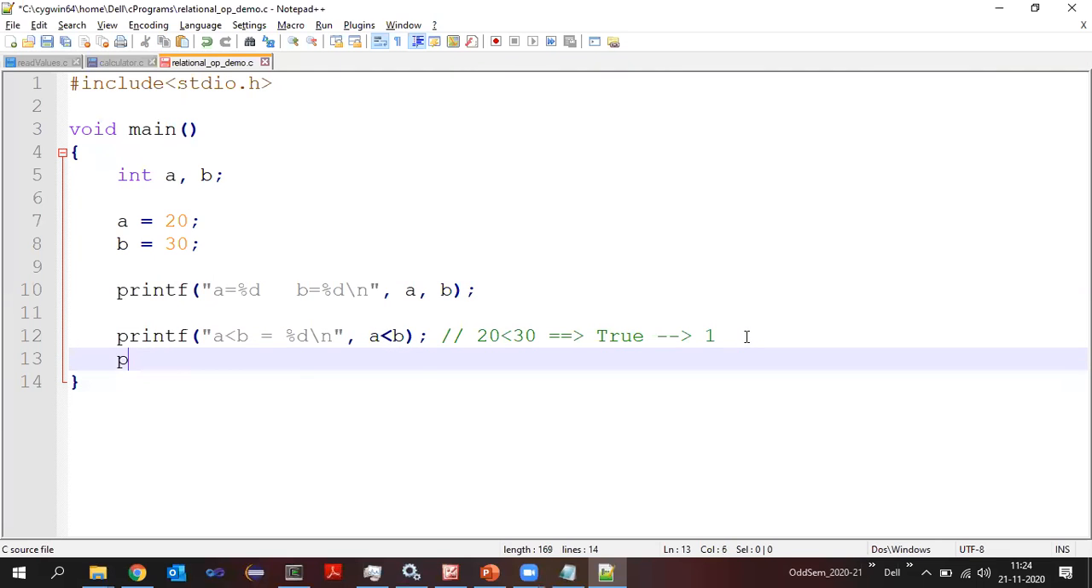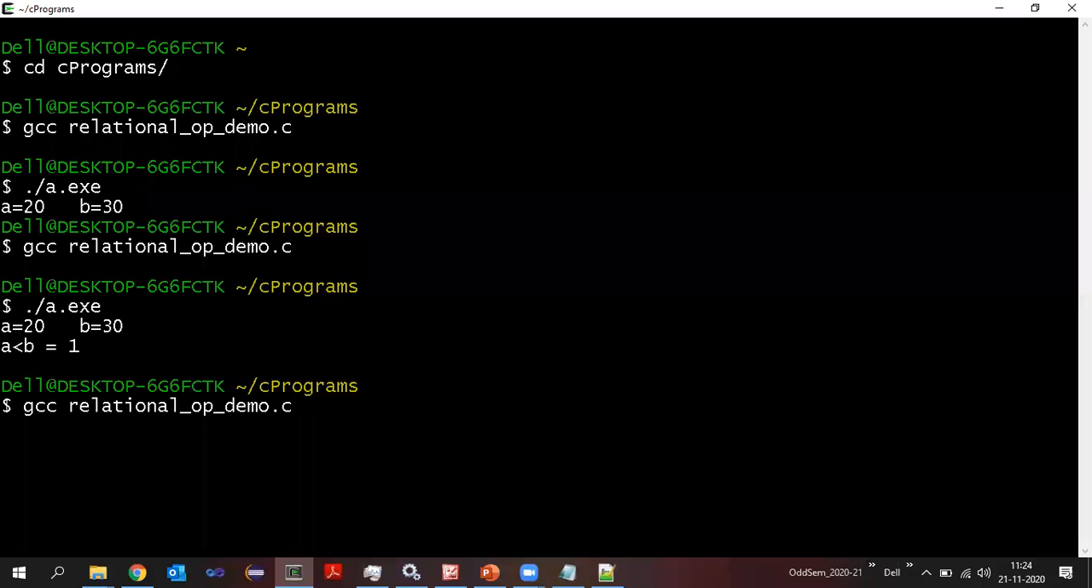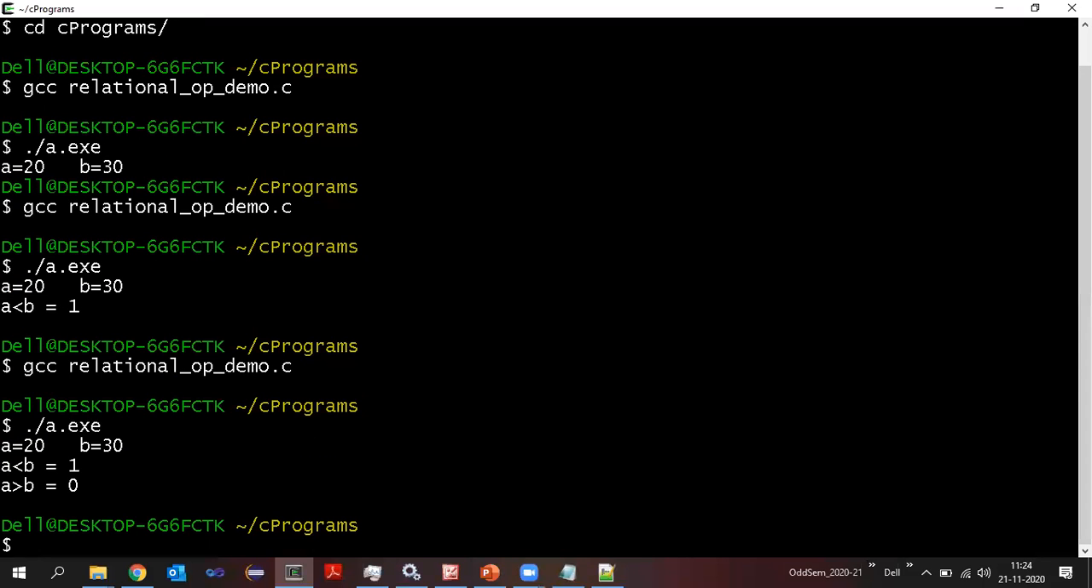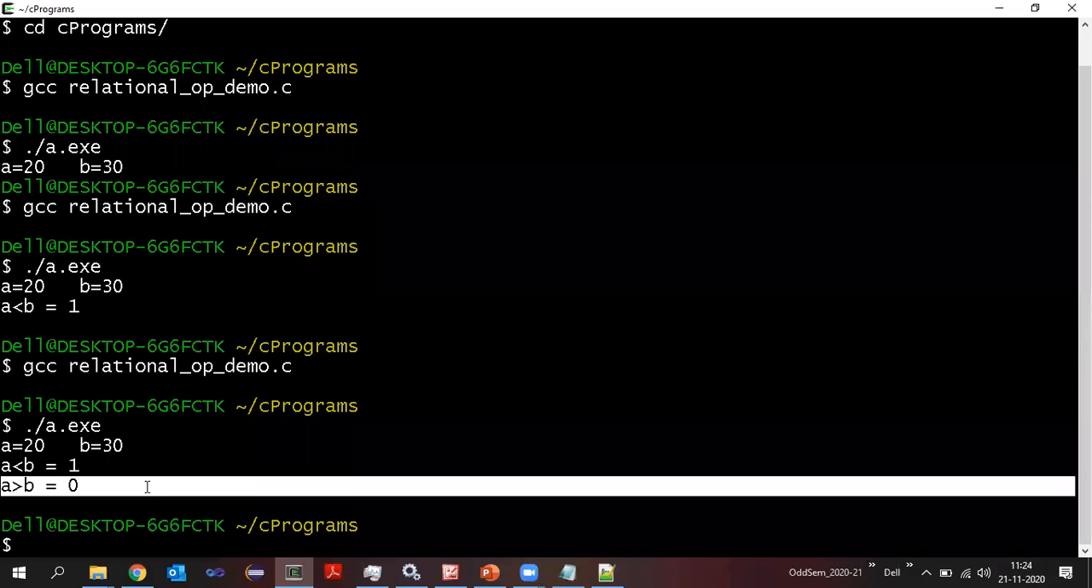In the same line, if I write printf a greater than b equal to %d, then \n and double quote complete. Here, if I write a greater than b, can you tell me what will be the output? What will it display? 0. It will display a greater than b equals to 0. Let us compile the program and check it out. See, a greater than b equals to 0, right?